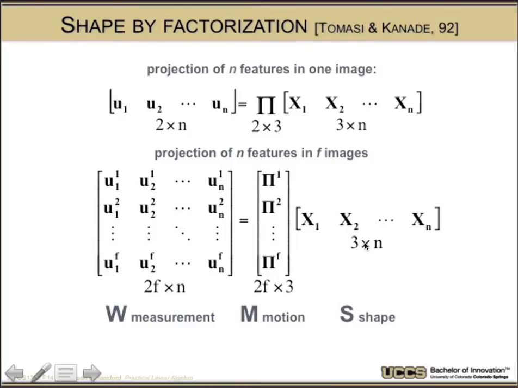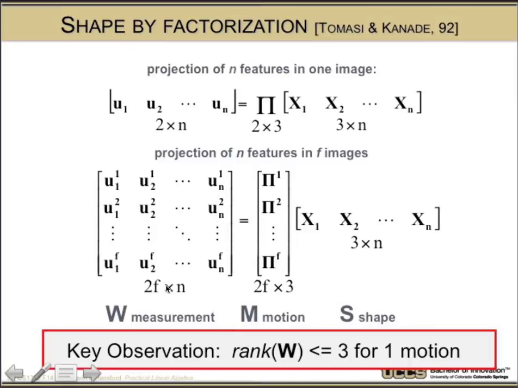Okay, so the key observation is that the rank of W, even though it's a big matrix, has got to be less than or equal to 3. If there's only one motion in the scene, then it's a product of a 2f by 3 matrix, which has rank at most 3, times a 3 by n matrix, which has rank at most 3. So the product of these two has to be rank at most 3, giving us our measurement matrix.